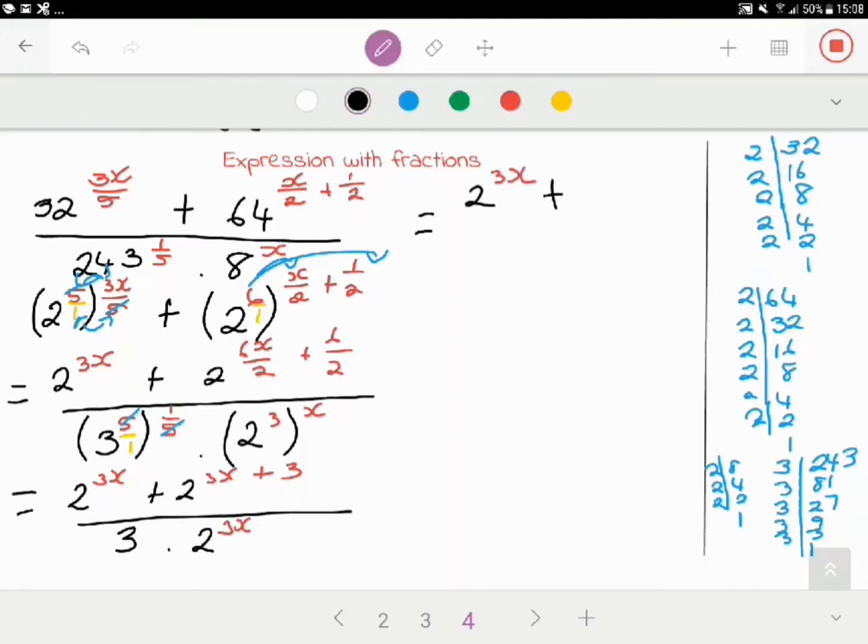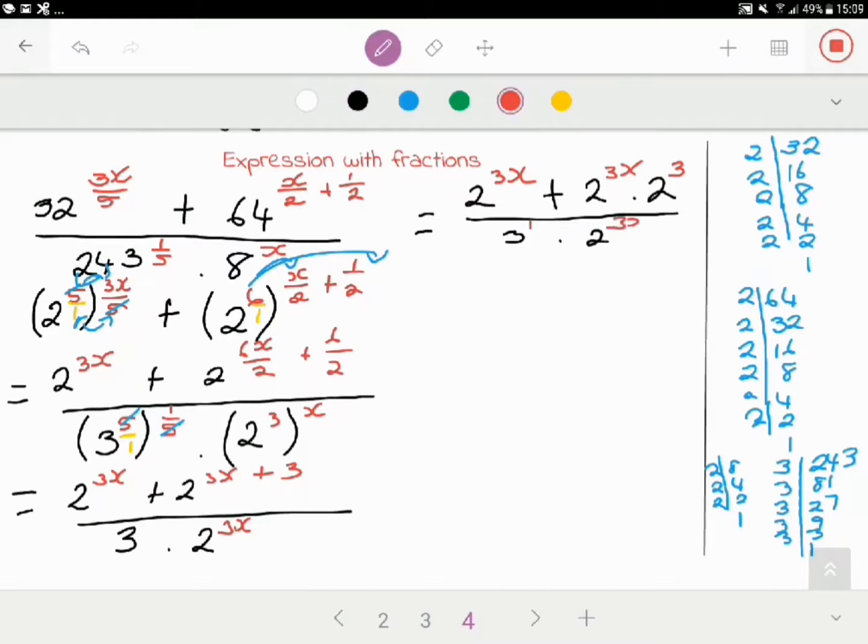Our next step would be then to split the bases from each other. So the first part stays the same, it's 2 to the power of 3x, and then it becomes plus 2 to the power of 3x times 2 to the power of 3 at the top. And then at the bottom it stays exactly the same, so it becomes 3 to the power of 1 times 2 to the power of 3x.